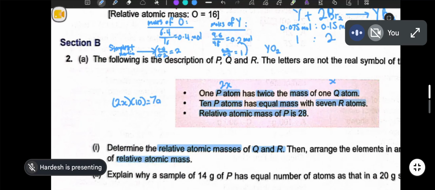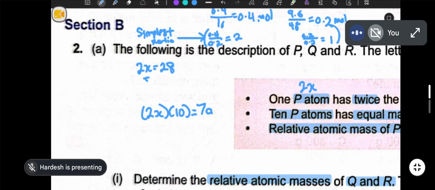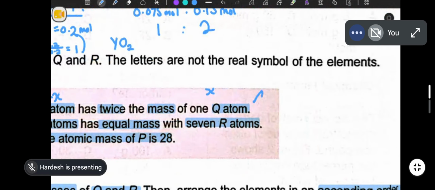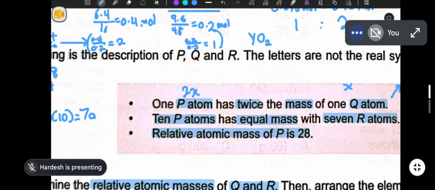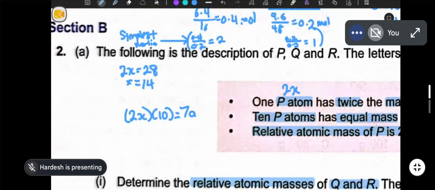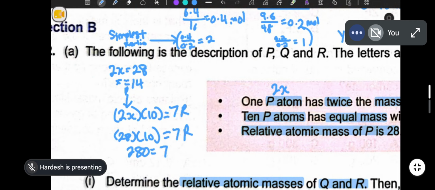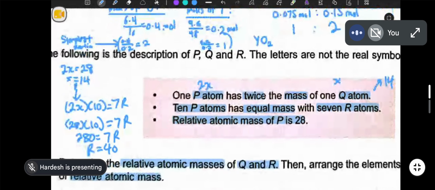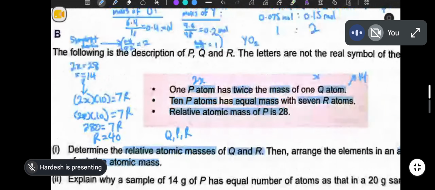They gave you the relative atomic mass of P already. So 2X is 28, X is 14, meaning your Q is 14. Now, 10 P atoms is the same as 7 R atoms. Your P is now 28, so 28 times 10 equals 7 R atoms. I changed the A to R, easy to understand. So 280 equals 7R, R is 40. So in ascending order, you will get Q, P, R. Understand or not, guys?